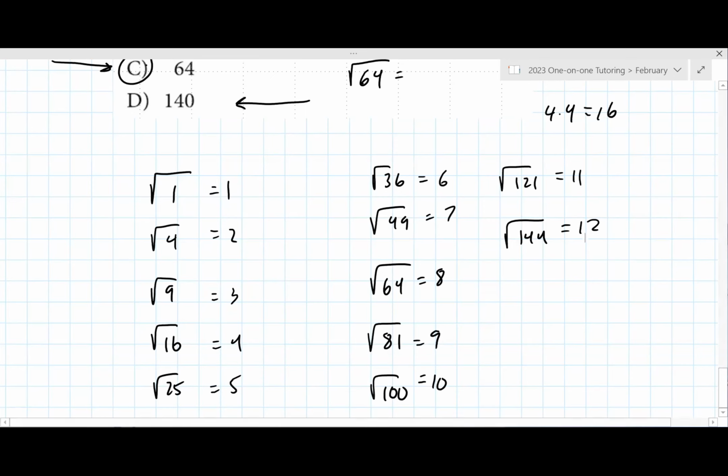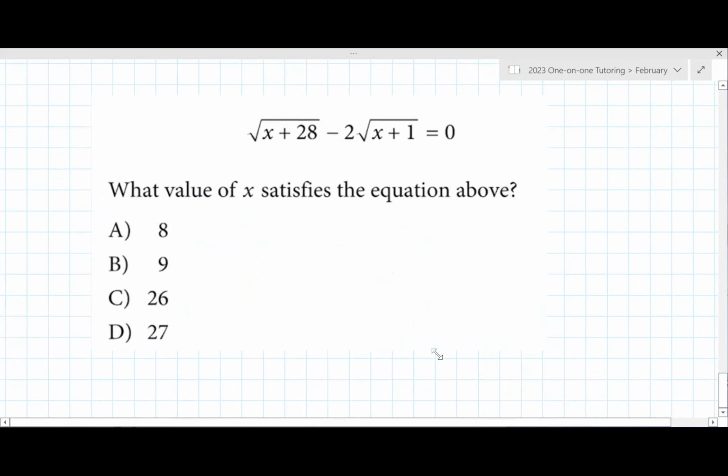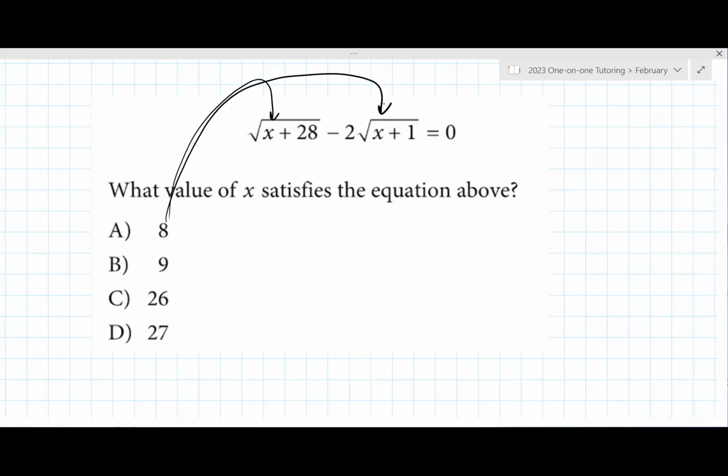So let's look at another problem here. I'm going to snip this one in. Now, you have to decide whether you're going to directly solve this or if you're going to use the answers. When I say directly solve, I mean you work on this up here. Because X is going to go into 2 places, it's a little more work to try the answers, but it's a lot more work to solve it. So I'd recommend trying the answers here. Why don't you start with A, try 8 in each of those and see what you come up with.